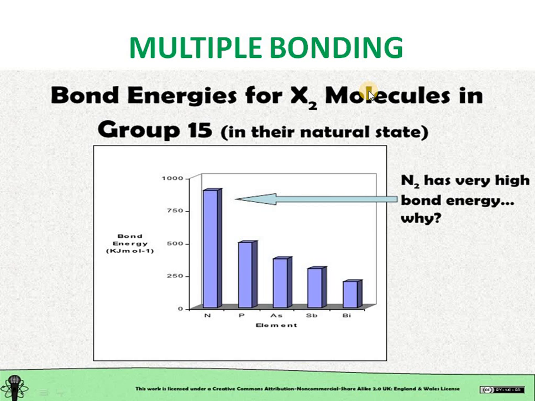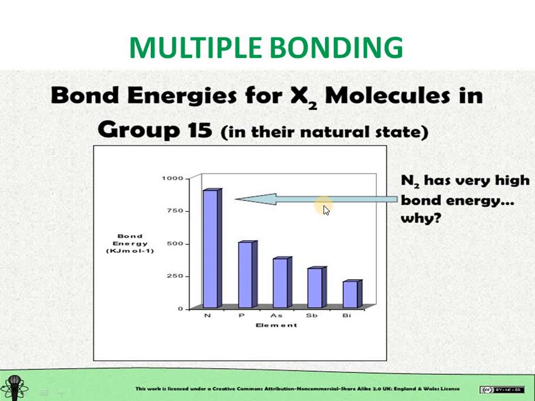Okay. Now here, multiple bonding. Nitrogen, you know that it is highly inert. That is why it is used as an inert atmospheric gas during welding purposes, and moreover we are using it in chips packaging. Because it is not reacting. Why not reacting? Because it is stable. Why stable? Because of high bond dissociation energy. So you can see from here, nitrogen has very high bond energies.